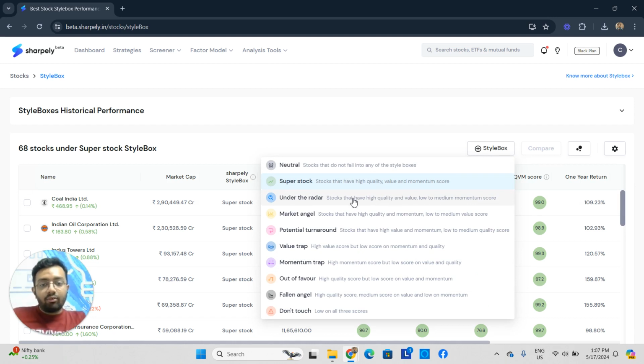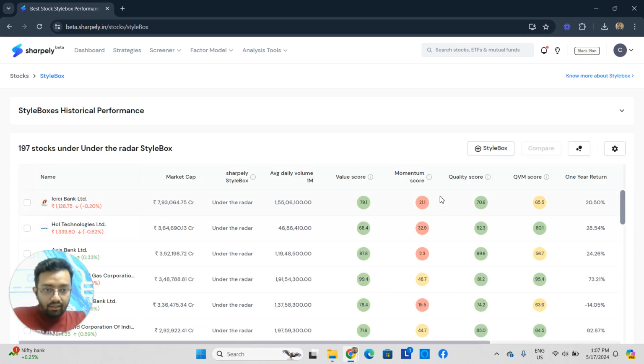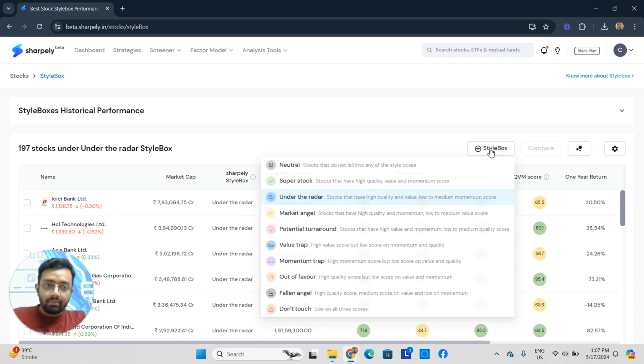In this, the quality and value scores are high, but the momentum scores are low. So these are the high quality companies available at a comfortable valuation, but the momentum is missing. So this can be a type of buy where you set a price alert on charts, that if a certain price is crossed and the momentum is coming in, you can buy this.